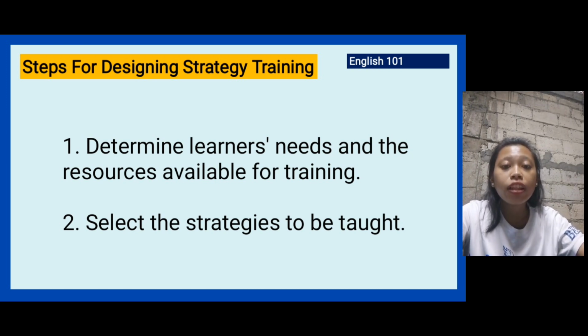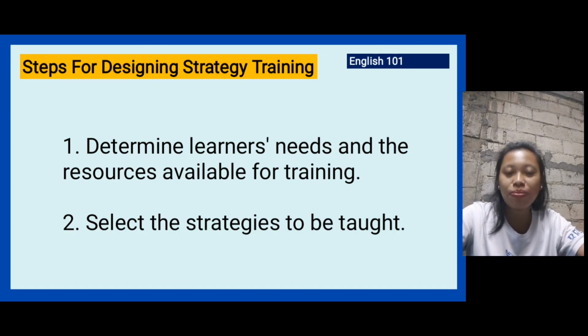Example, the teacher surveys students to see if they struggle more with speaking or writing. Then, checks what resources, like books, videos, or online tools, can be used to help.